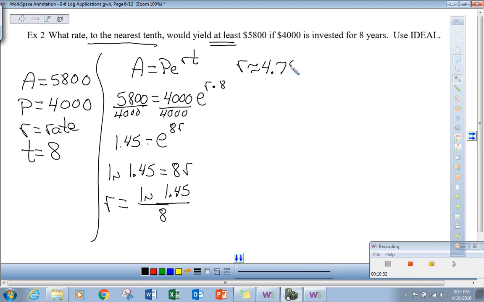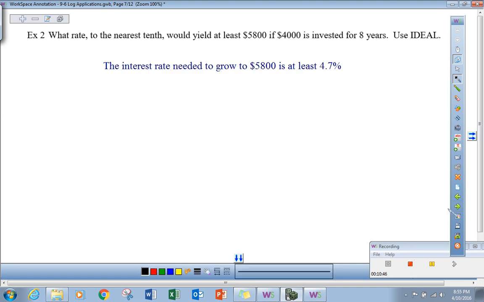So the interest rate that I need, I need to round that up to the nearest tenth. So I'm going to need approximately 4.7%. If I rounded to 4.6, I won't get to 5,800. I'd be just a little bit shy. So to answer this question, on the next slide, I cheated and typed them since it's a video. The interest rate needed to grow to $5,800 is at least 4.7%. So just be careful on answering the questions, but that's going to be how we'll go.